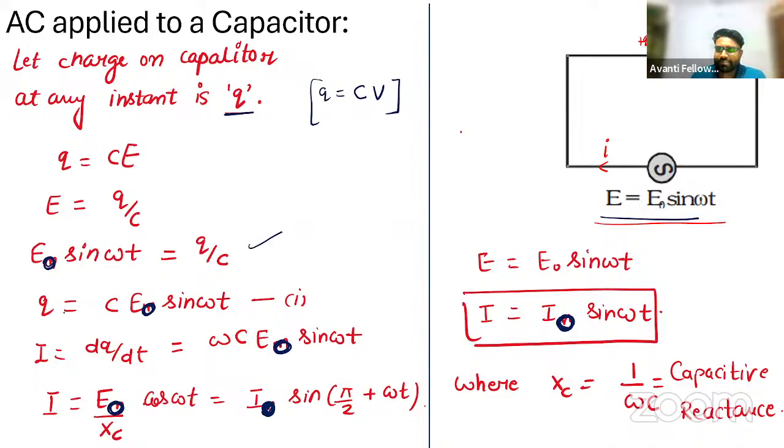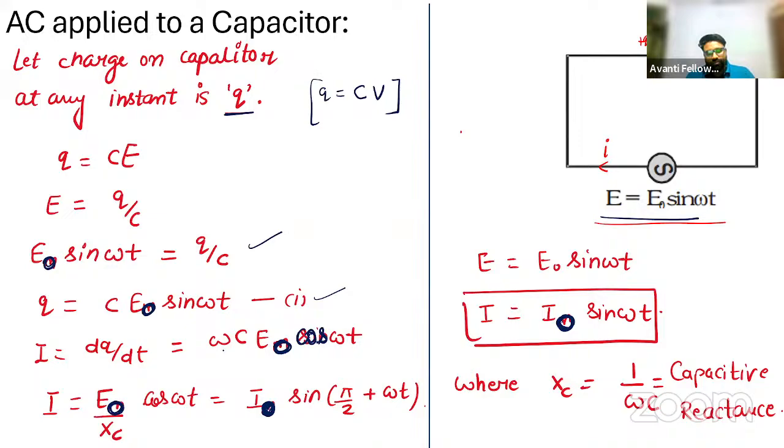We know that Q is nothing but amount of charge, but we are interested in finding out the current. And current is nothing but dq by dt. So we have to differentiate this equation number one. When we differentiate it, I is dq by dt, it will become omega C E naught cos omega t. Just a spelling error here, cos omega t.